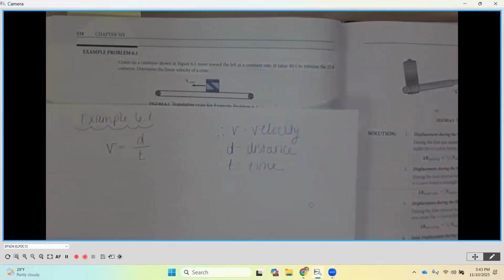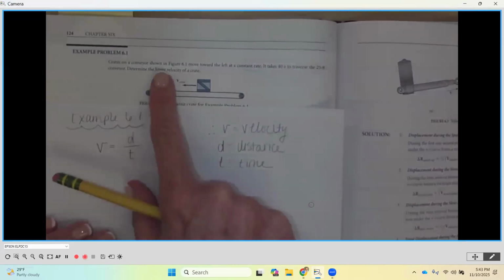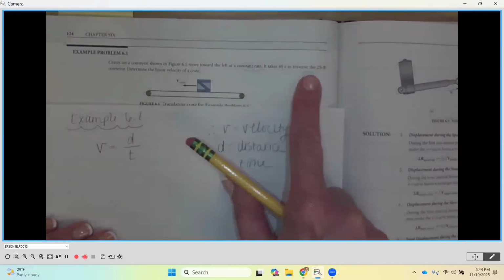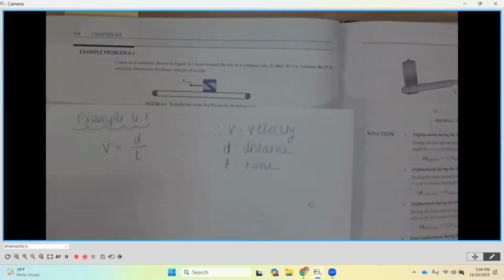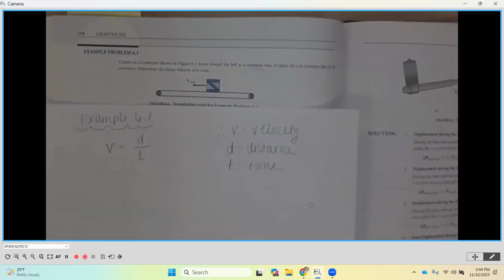Now, as we look at our problem, it's telling me, as we look at distance, that it's going to traverse 25 feet. When I'm looking at distance, it might not say that the distance we're going to use for this equation is 25 feet. It's usually in the form of a problem in story form, and then we have to pick out what the appropriate things are.